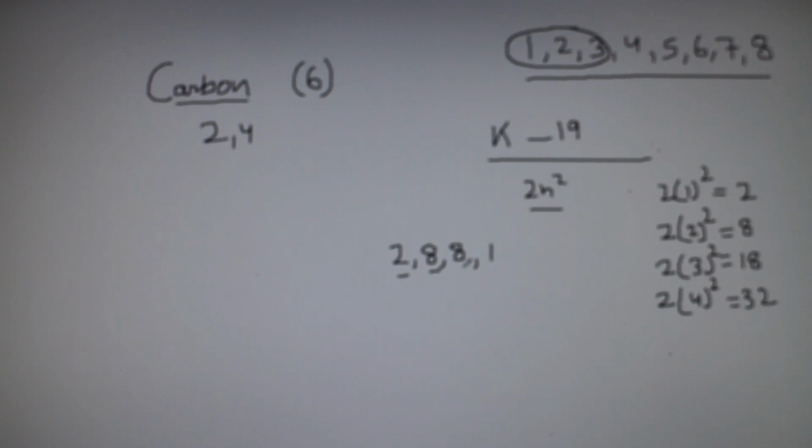You can have 2, 8, 10? No, who said we can have 2, 8, 10? We cannot have 2, 8, 10. I said 2, 8, 8, 2. 2, 8, 10 is not possible. 2, 8, 8, 2.